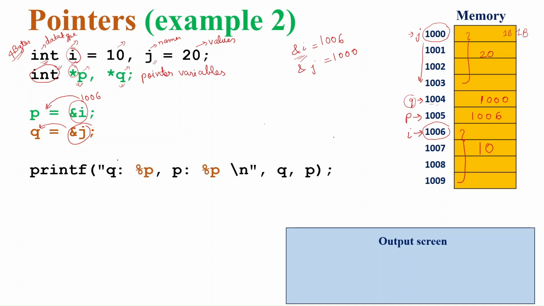Now you see in the next line, printf of q with %p. %p is the C format specifier to print the address of a memory cell. Whenever you have to print the address of a memory cell, you are going to use the %p format specifier. So q is %p, p is %p. What are q and p storing? q and p are storing addresses, so its format specifier is %p.